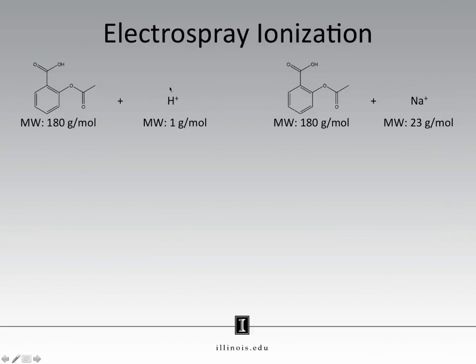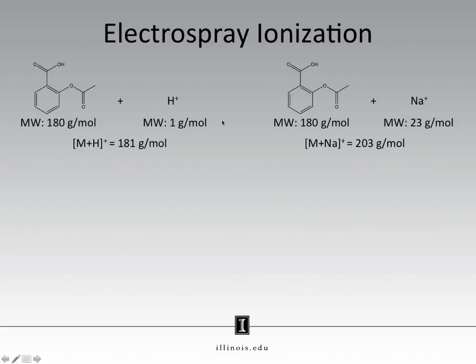Recall that our mass spectrometer detects a mass-to-charge ratio, not simply mass. Fortunately for us, electrospray ionization tends to make ions that contain only one charge. For this course, if I give you a mass-to-charge ratio, you can safely assume that the charge is 1. As a result, if we were to take these combinations of aspirin and these ions and combine them, we would expect to see a mass-to-charge ratio of 181 and 203 in our final mass spectrum.